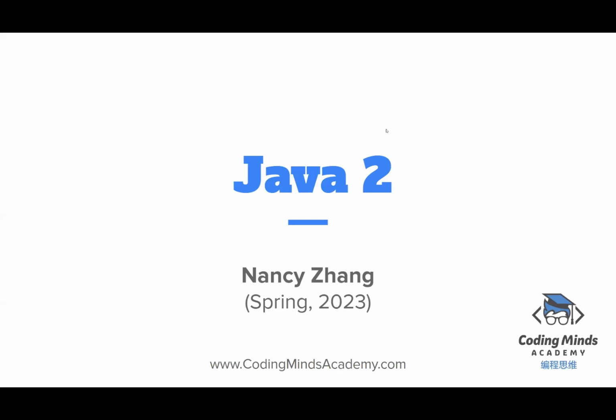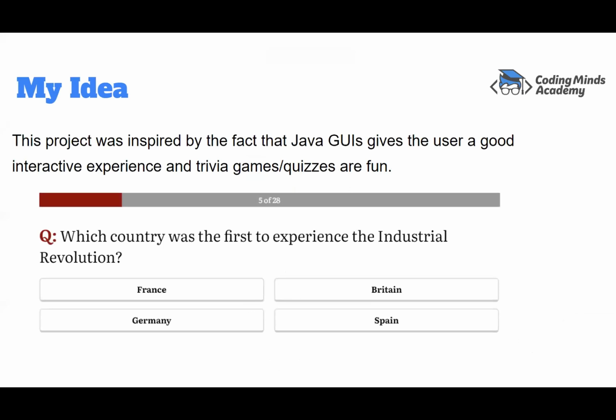So this is my presentation for Java 2 class, and my project is basically a trivia game quiz that has 20 questions. This project was inspired by the fact that I've learned about Java GUIs. They give the user a good interactive experience, they look cool, and trivia games and quizzes are in general really fun. For example, I've done some game quizzes during a lot of history classes at school, such as the ones below that give you the answer, the questions of varying difficulties. And it's really fun to do, and I want to make that with more features in my Java 2 class.